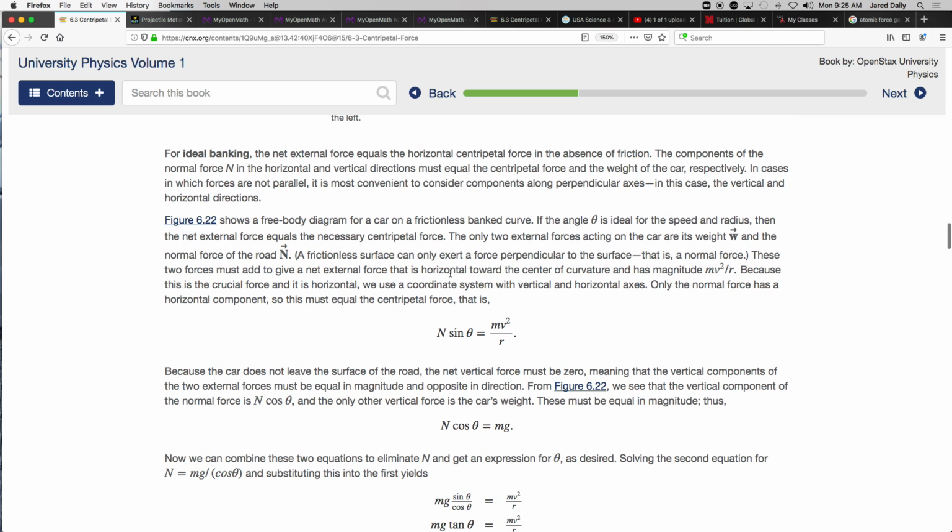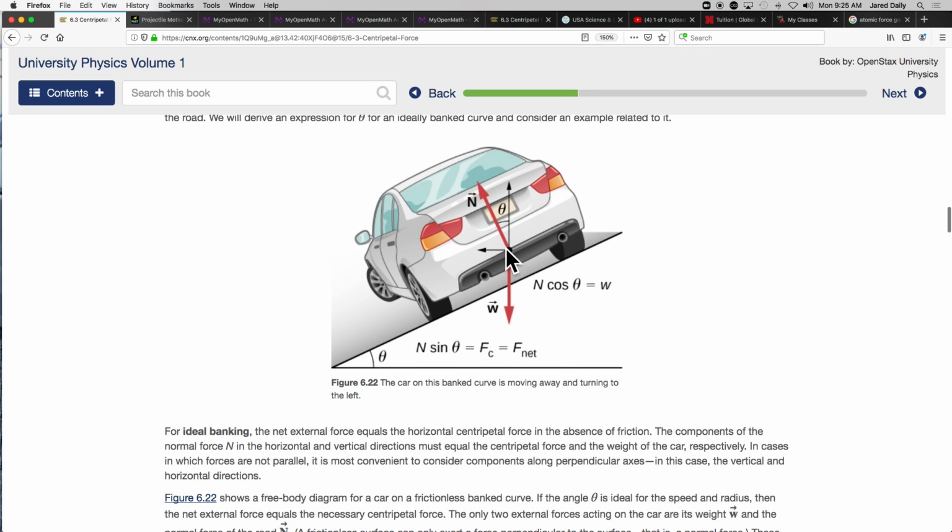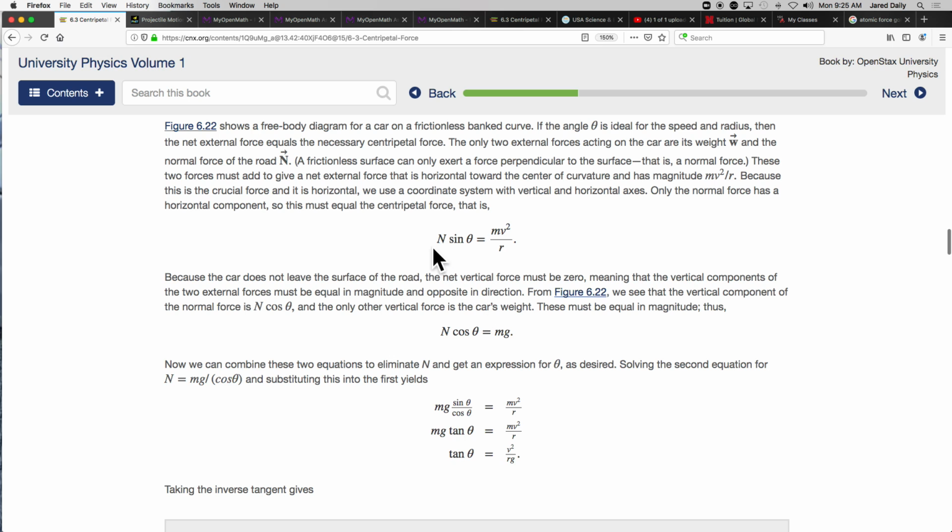When they do that, what they've done here is they've got the N sine theta. N sine theta is this inward component of the normal force. So that's N sine theta, where theta is here. It would be up here if you moved it to make the right triangle. So N sine theta is actually equal to the centripetal force. And then they want to make that equal to the centripetal force, of course, mv squared over r. N sine theta equals mv squared over r.